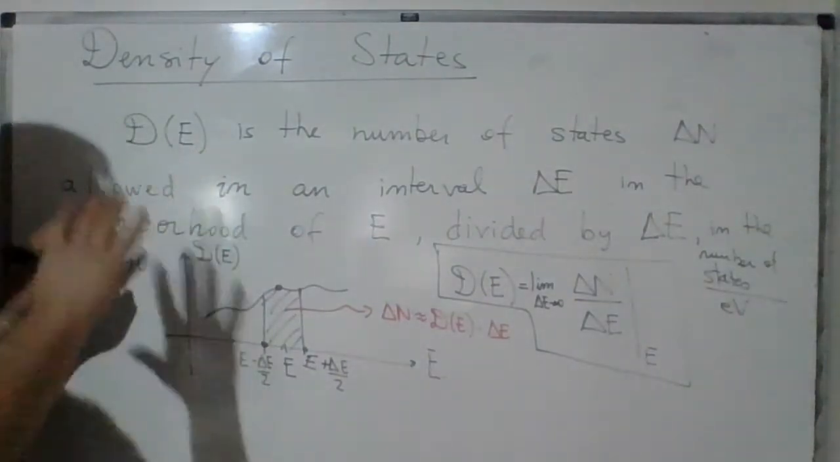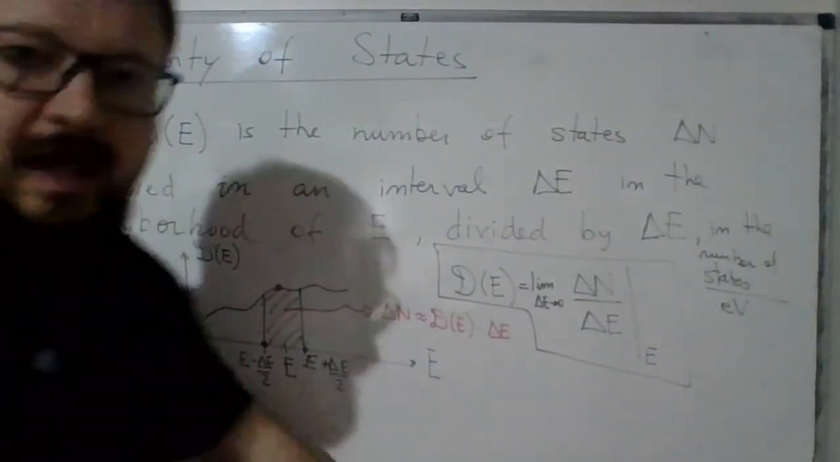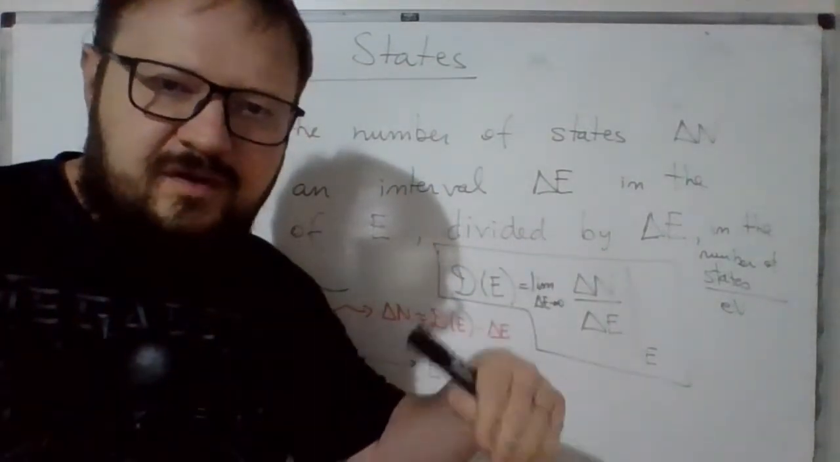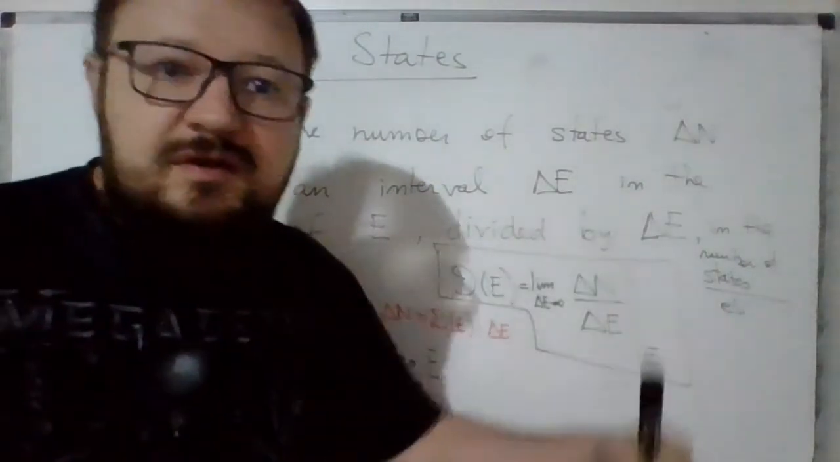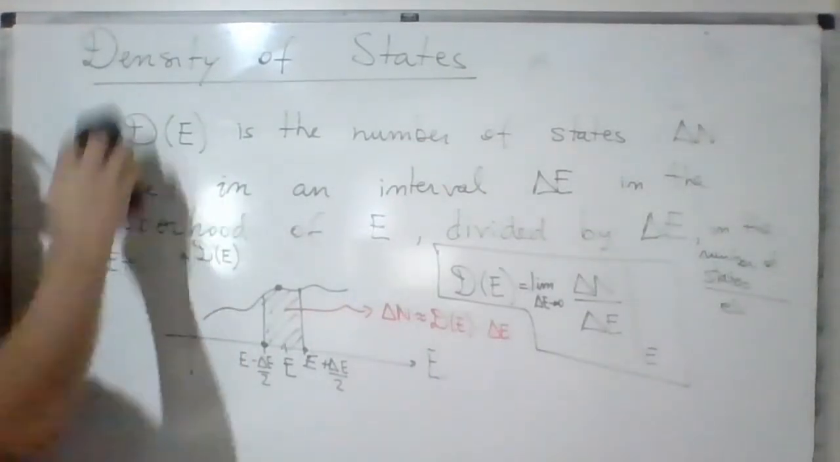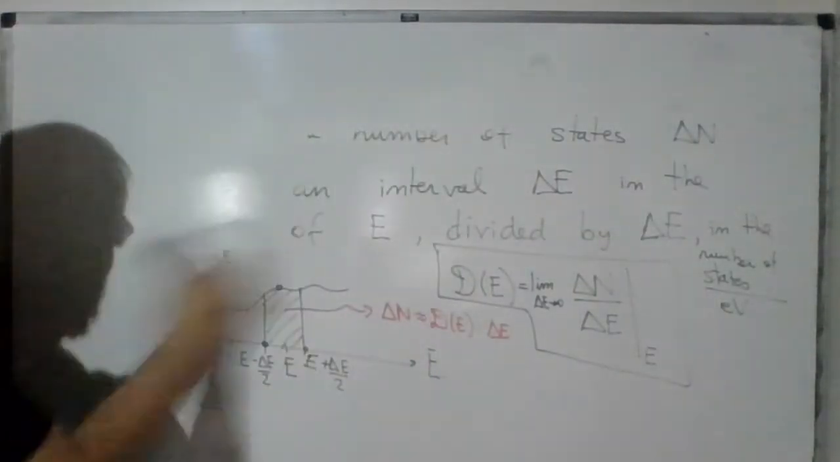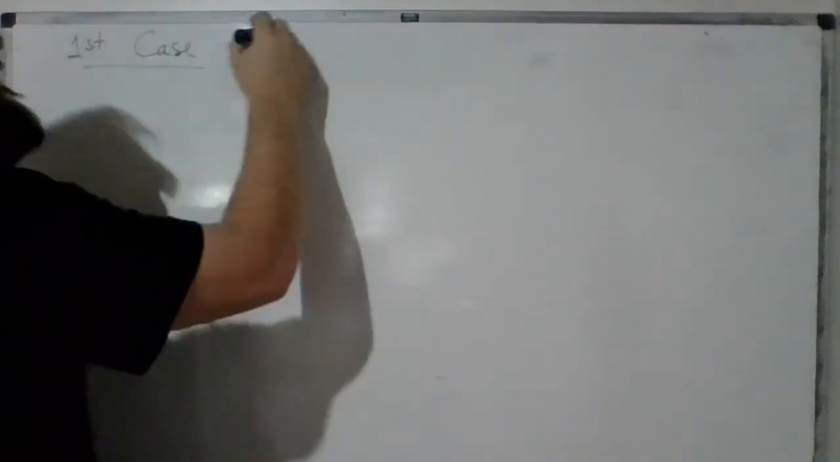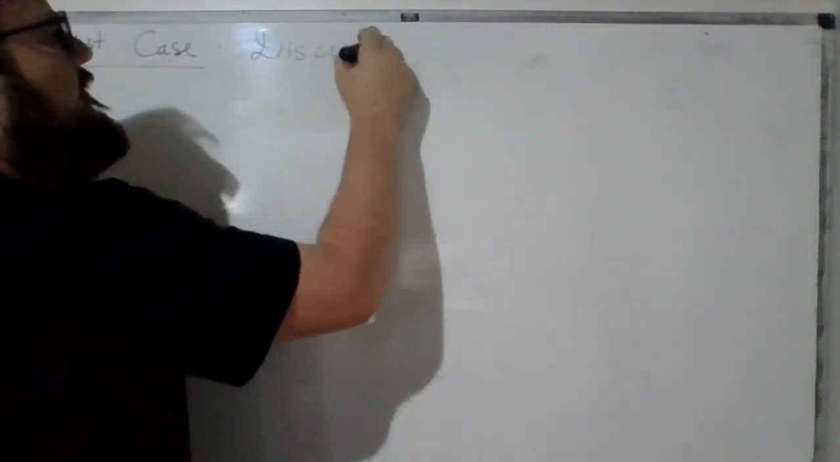Okay, so this is a very important definition, and we will try to calculate the density of states for a few particular and important situations. All right. Well, first, suppose you have a discrete energy scenario. Okay, so first situation, first case, discrete spectrum.